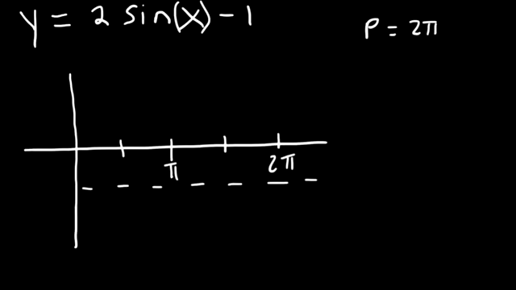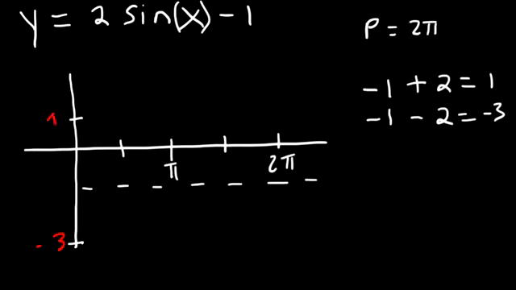Now, to find the upper limit of the graph, take the vertical shift and add the amplitude to it. The amplitude is 2. -1 plus 2 is 1. To find the lower limit, start with the vertical shift, which is -1, and subtract the amplitude. And this will give you the lower limit of the graph, which is -3. So it's going to oscillate between -3 and +1.